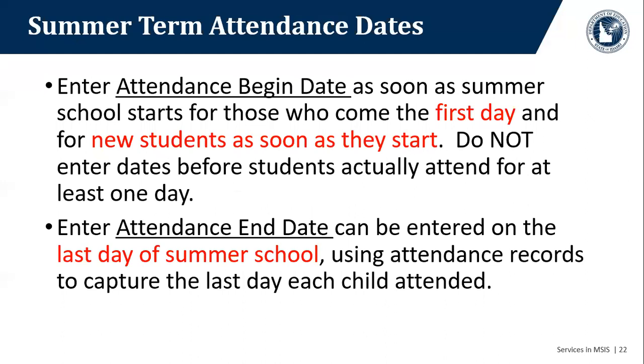So for summer term attendance dates, as soon as summer school starts, for those who come on the first day, at the end of day one of summer school, if somebody has time to go in and put the start date for every child that was on your attendance cards or lists where they were there, I would do that just so you get them in there. And then for new students, each time you register, enroll, and start a new student and they attend a class, then I would put that begin date in for them.